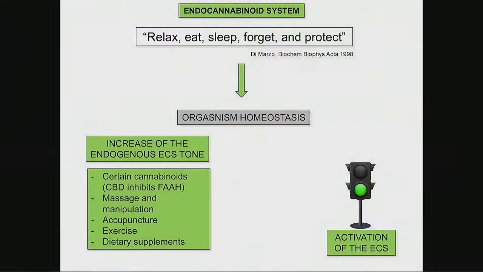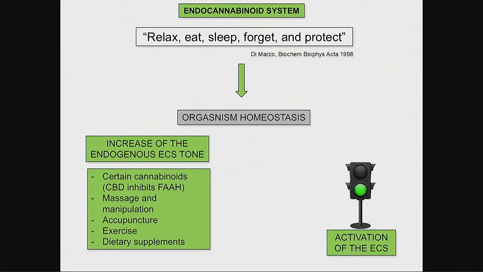So this is not what people, doctors, patients are doing. What they are doing is just the opposite: activating the endocannabinoid system. How can we activate the endocannabinoid system? Well, we can do it in different ways. The first one could be increasing the endogenous tone of our own endocannabinoid system. We can activate all these processes that increase our endogenous levels of anandamide and 2-AG, for example. How can we do that?